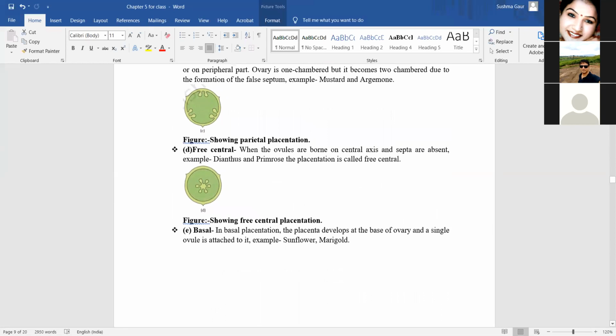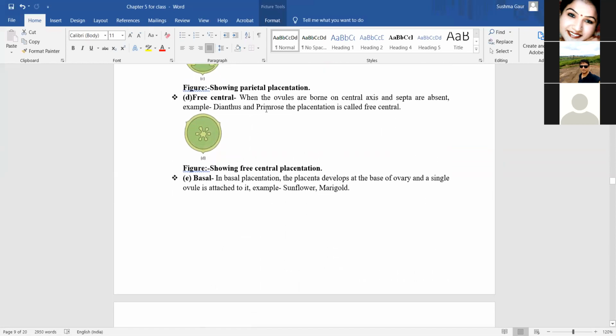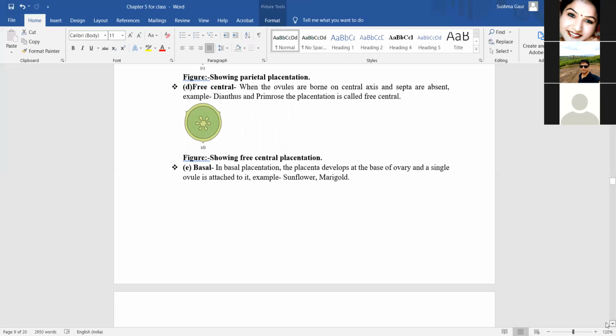Okay. Now free central placentation. When the ovules are borne on the central axis and the septa are absent, you can see here the separation of locules is not there, but the ovules are developing or borne on the central axis. The examples are dianthus and primrose. Here the placenta is known as free central. It's clear, Shreya?